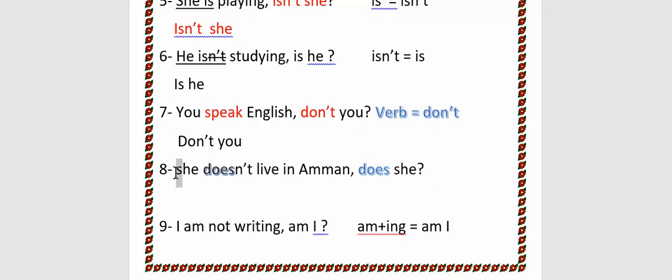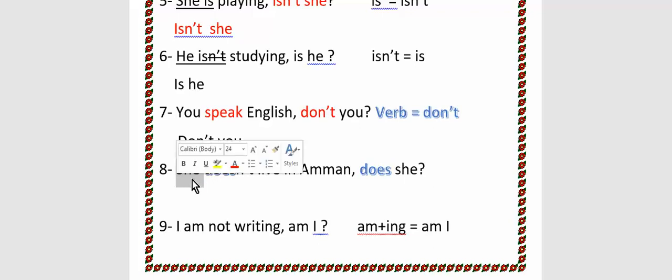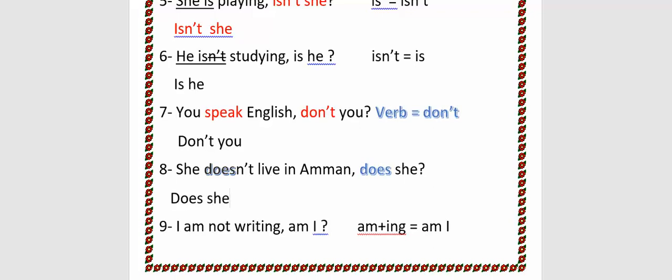Next. Here we have she. When we have she, it will take does. Look here. She doesn't live in Amman. What's the opposite of she doesn't? The opposite is does she. Here is a negative, so here will be a positive.